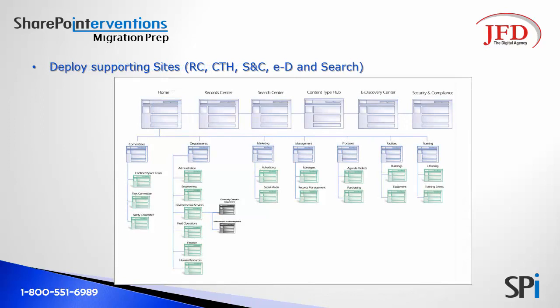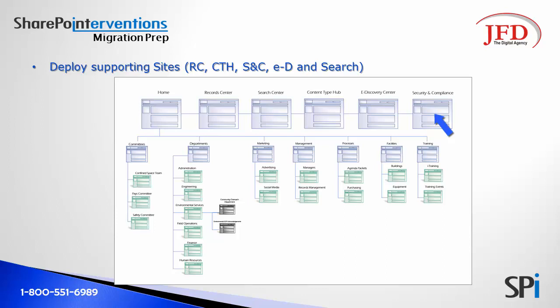In this case, that would be the record center that will hold the documents considered to be records during their retention period, a search center that will augment the environment's ability to search and find documents, a content type hub that will store and control the document content types used throughout the intranet, an e-discovery center that will allow you to identify and secure blocks of documents for legal holds, and a security and compliance center which is configured to ensure that you're not storing documents that your organization has defined as illegal.